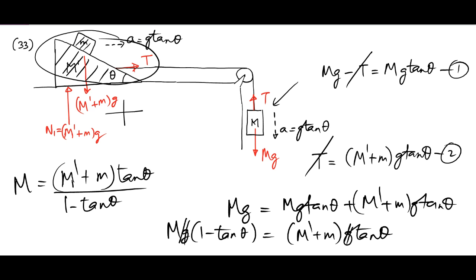And I can convert it into the answer given at the back of the chapter by dividing the numerator and the denominator both by tan theta. So this tan theta gets cancelled, and in the denominator 1 upon tan theta can be replaced with cot theta, and tan theta can be replaced with 1. So M dash plus m the whole upon cot theta minus 1 is the value of M required to satisfy the conditions given in the problem.